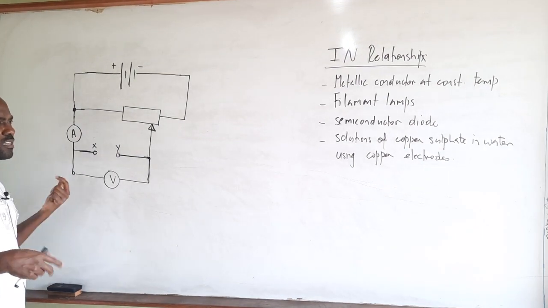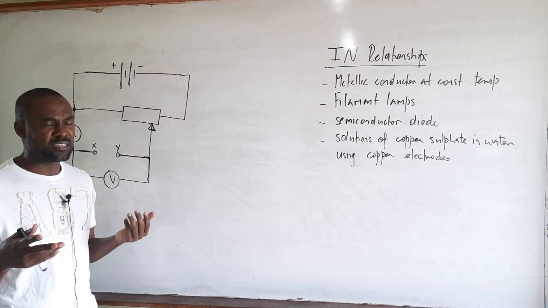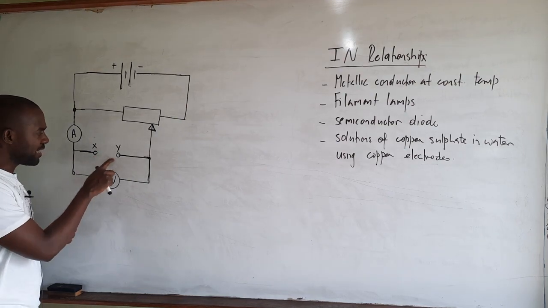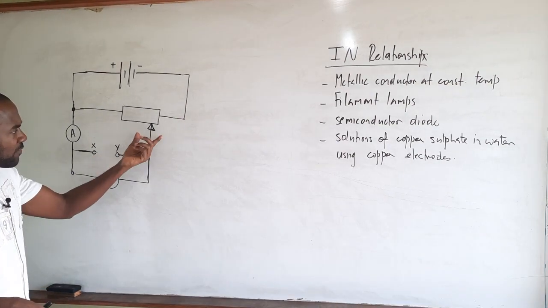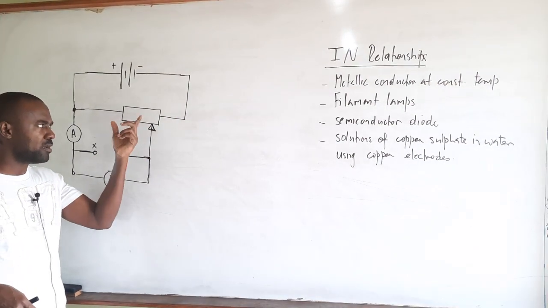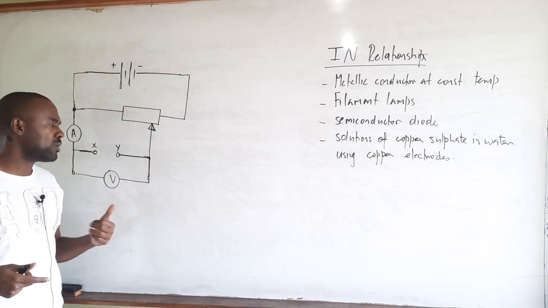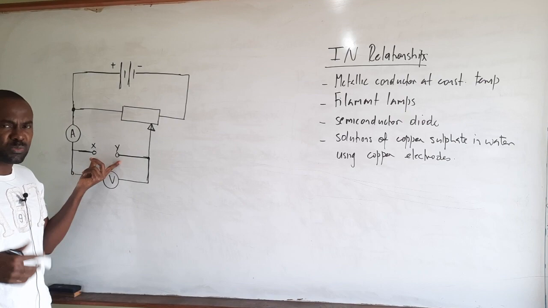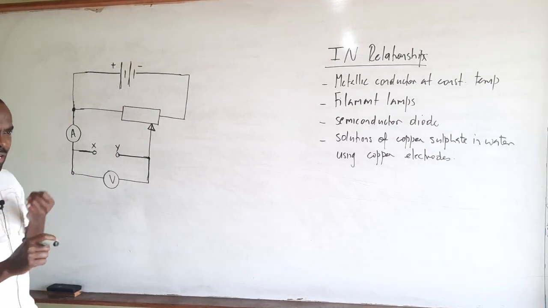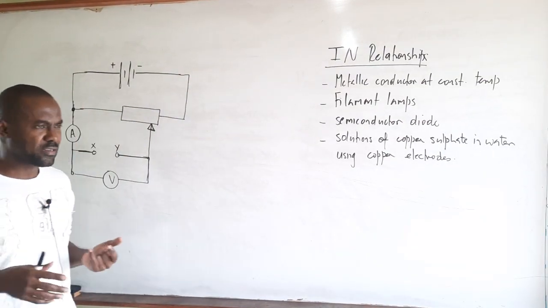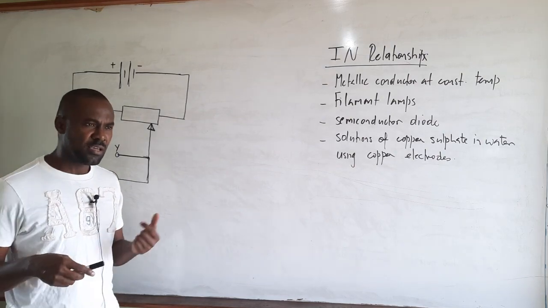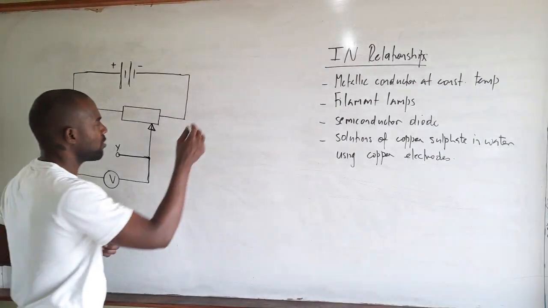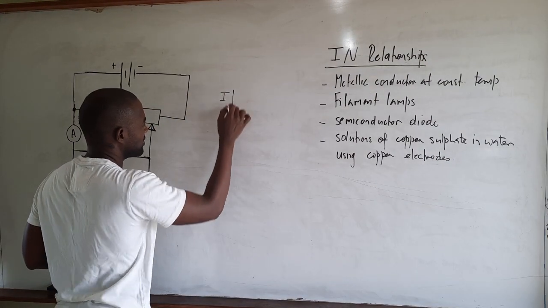So for instance, if it's a metallic conductor, we'll connect it between X and Y. We'll adjust the position of the slider, or the wiper terminal, on the rheostat, and in doing so we'd vary the potential difference across the component, and of course we'd measure the corresponding current, and so we get the voltage and the current.